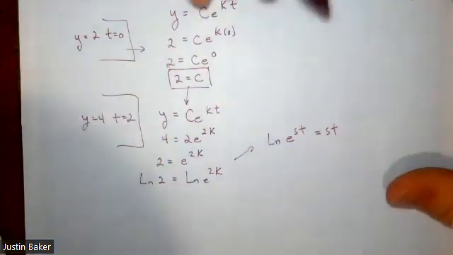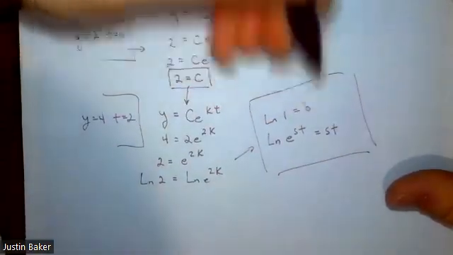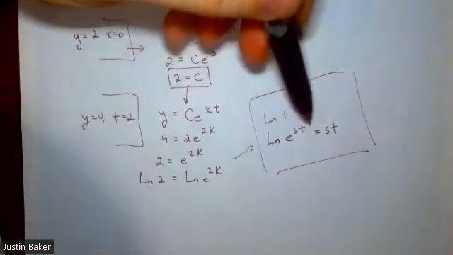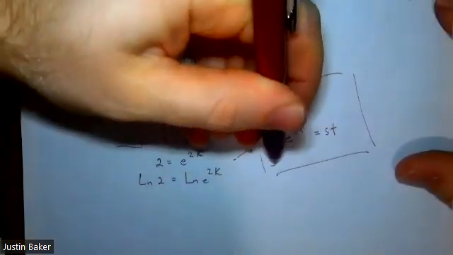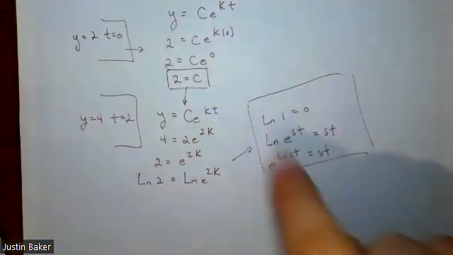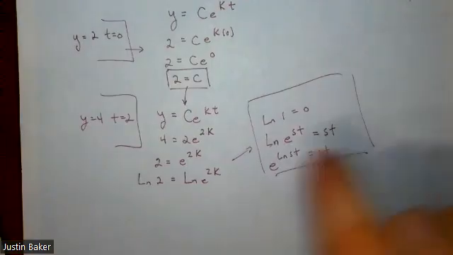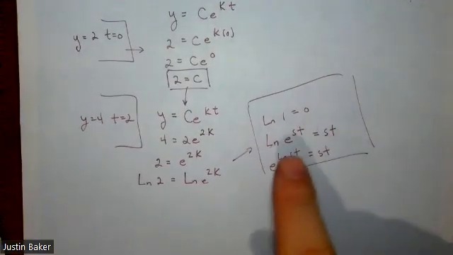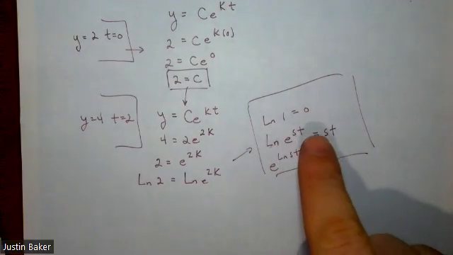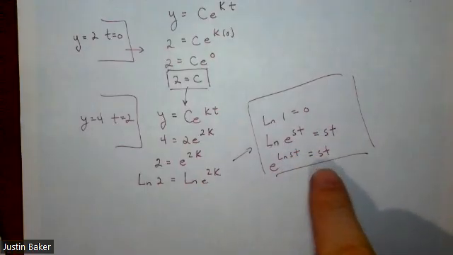There's 3 main natural log rules that you need to be aware of. Natural log of 1 is equal to 0. Natural log of e to the stuff is the stuff. And e raised to the natural log of the stuff is the stuff. So these 3 rules come in very, very handy when you're doing differential equations and exponential growth. Natural log of 1 is 0. Natural log of e to the whatever is the whatever. And e to the natural log of whatever is the whatever.